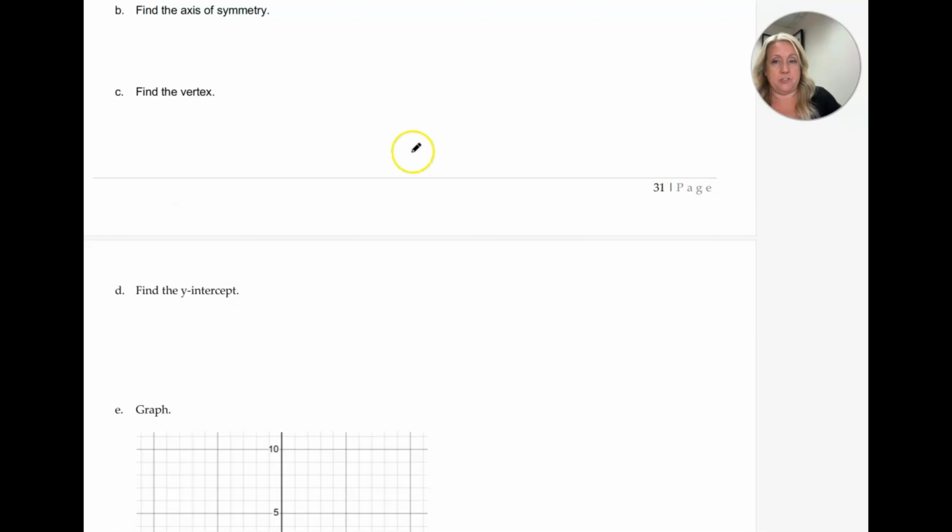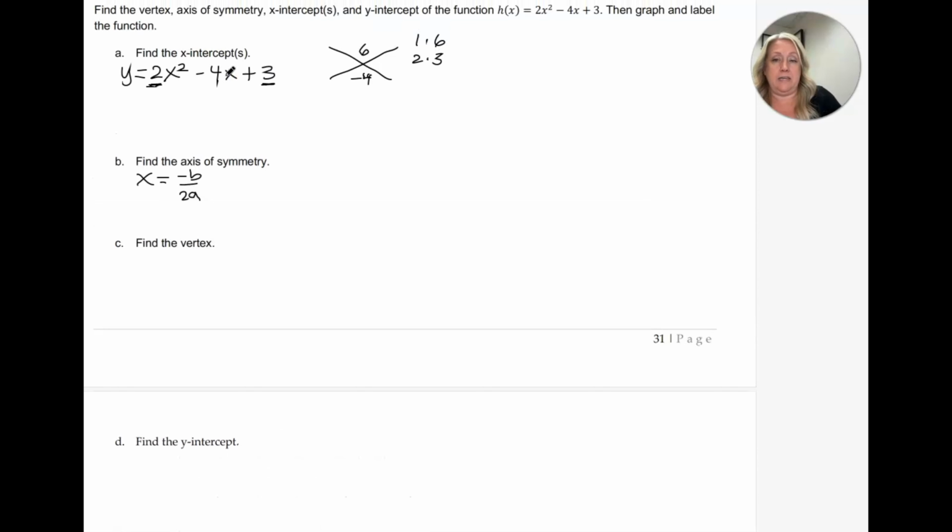What about the axis of symmetry? Well, let's use that formula. x equals negative b over 2a. And this will help us find the axis of symmetry, but also the x value in our vertex. So we have our negative b, so the opposite of negative 4 is going to be positive 4, over 2 times 2, which is positive 4, and then 4 divided by 4 is 1. So x equals 1 is our axis of symmetry.